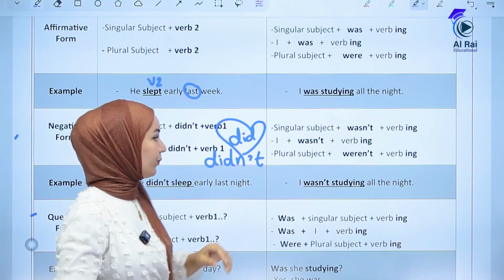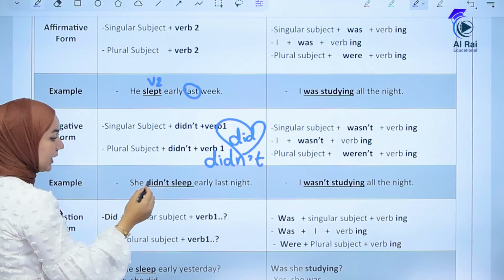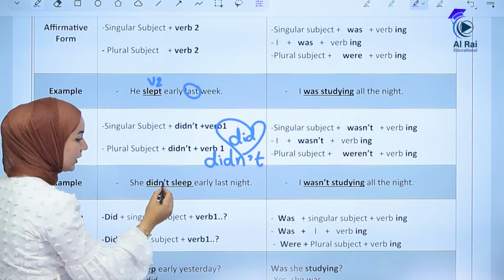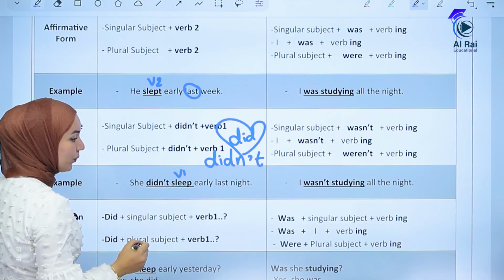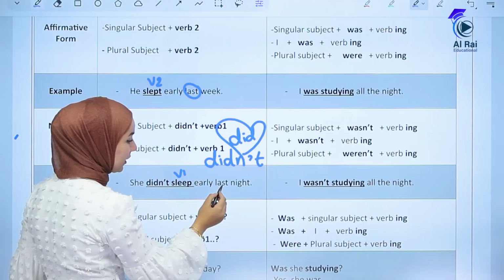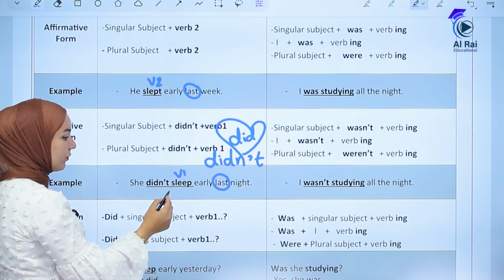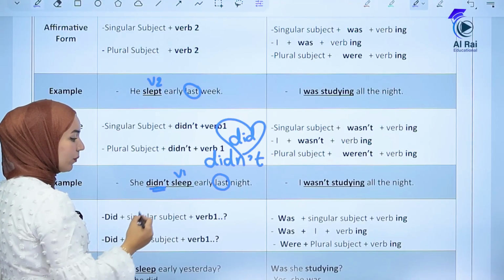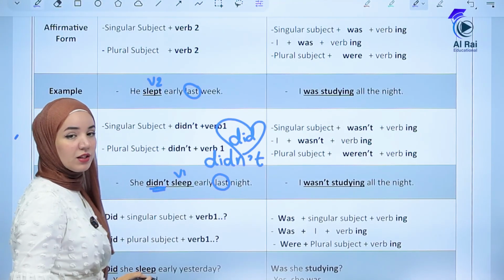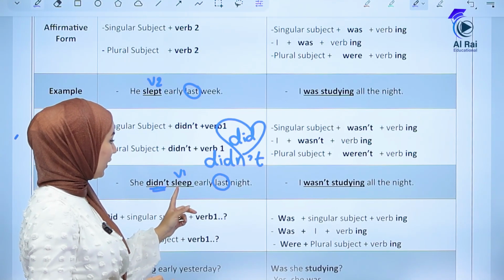Good? Let's see. She didn't sleep early last night. Didn't and sleep, it's verb 1. Last is a keyword for past simple. Because of that, I use didn't as a helping verb. And after did and didn't, we always need verb 1.